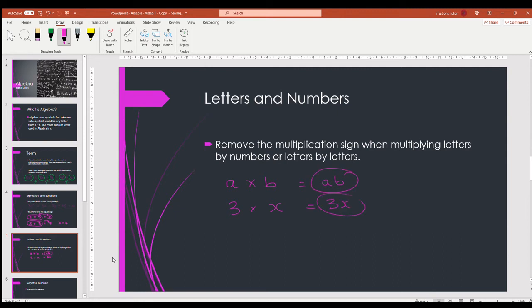In both examples, we've got a letter by a letter and a number by a letter, and the multiplication sign is implied. However, this applies only when we are multiplying letters and numbers by each other or letters by each other. If we multiply two known numbers, such as 2 times 5, we must still use the multiplication sign in this case. If we don't, the number would be mistaken for 25.